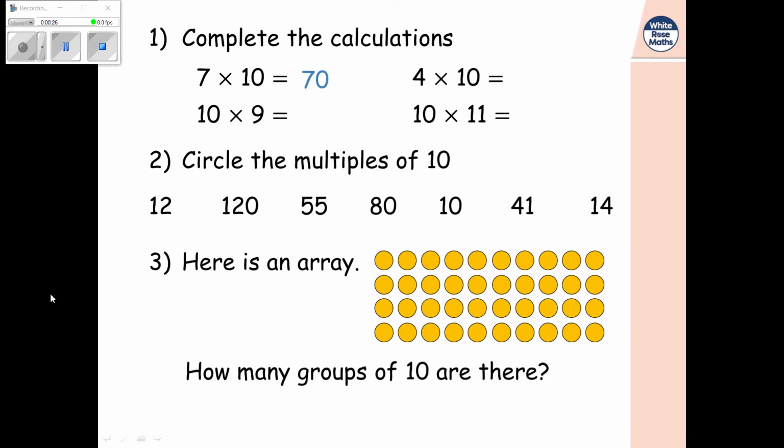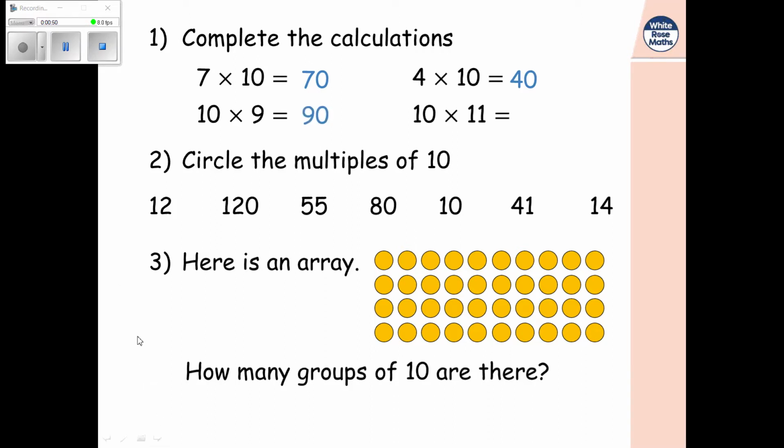So hopefully you've had time to do that by yourself. If not, again, pause and have a little bit extra time as well. So 4 times 10, so put 4 fingers up, counting your 10s, 10, 20, 30, 40 is the answer. Again here, 10 times 9, 9 fingers up, counting in your 10s, 10, 20, 30, 40, 50, 60, 70, 80, 90. Well done if you got that right.